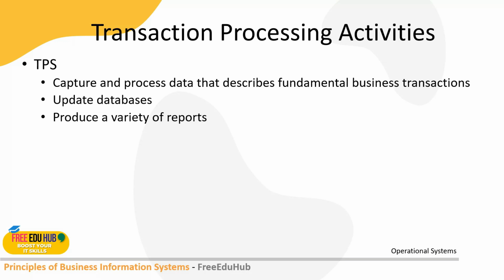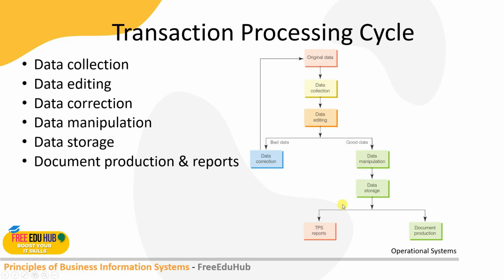It will update the databases at the same time, and it can produce a variety of reports. Now, these are the transaction processing cycle. For example, it is going from data collection to editing, then correction, manipulation, storage, and document production and report. We'll be covering it in a minute.